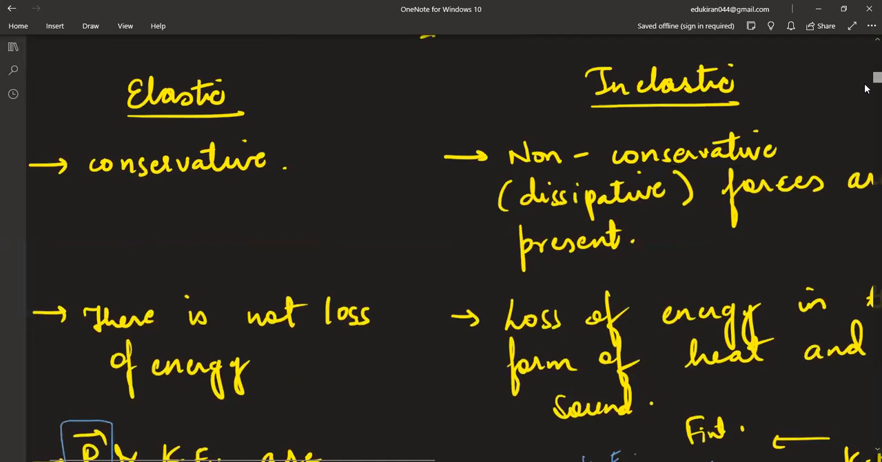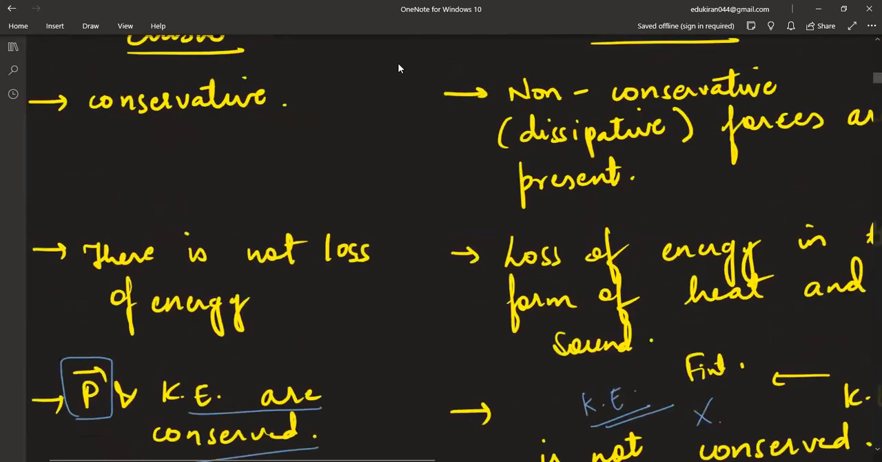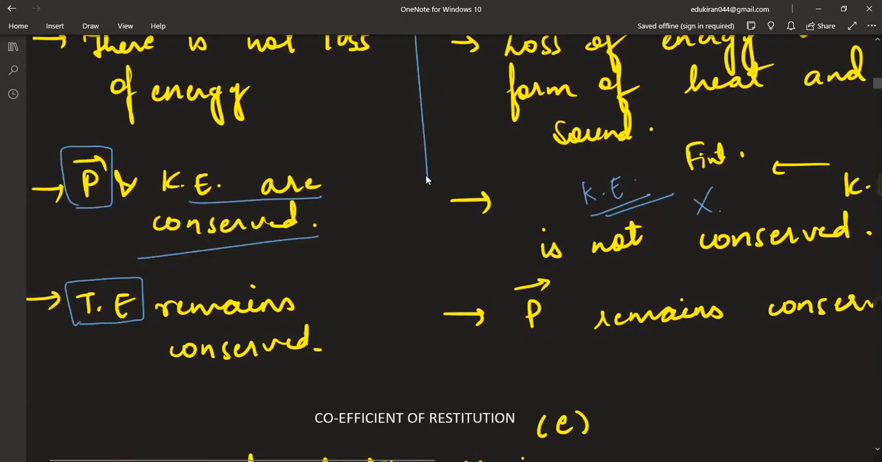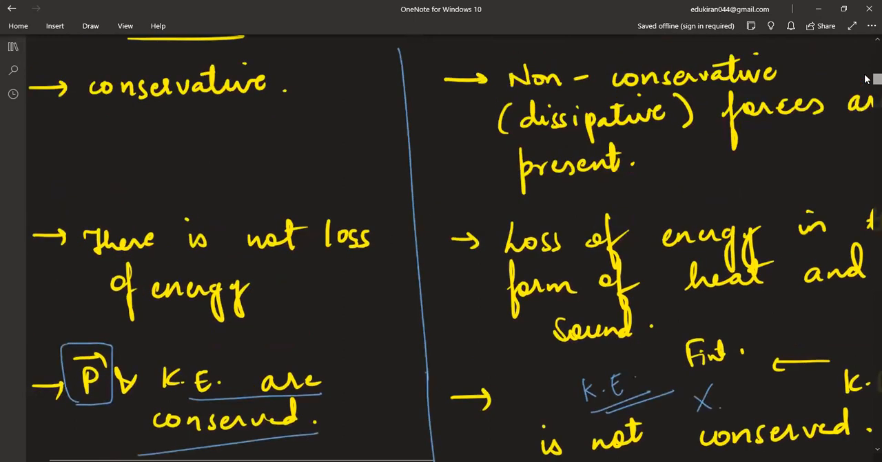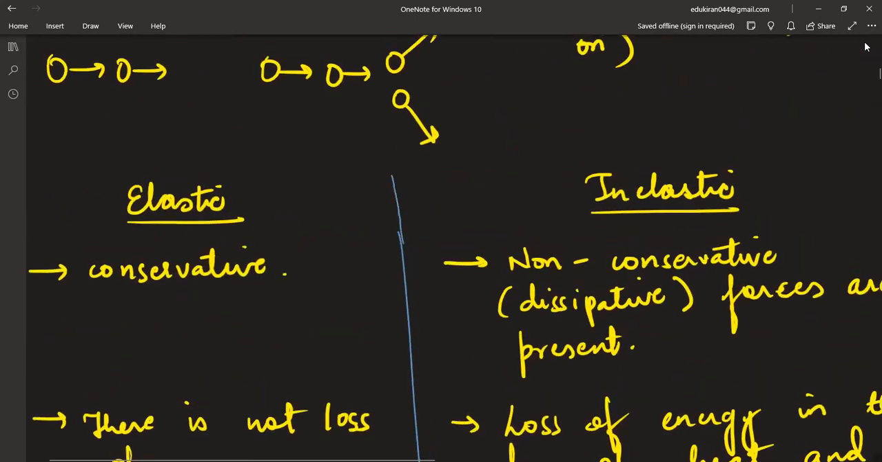Class, when you're writing this, write it in tabular form so that you will know all the differences between these. Elastic, inelastic, just make it in the form of a table. Note it down.